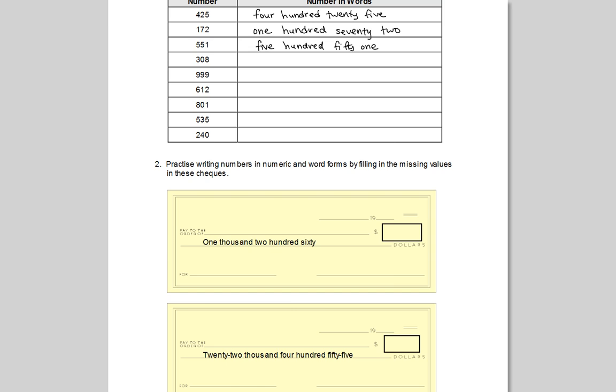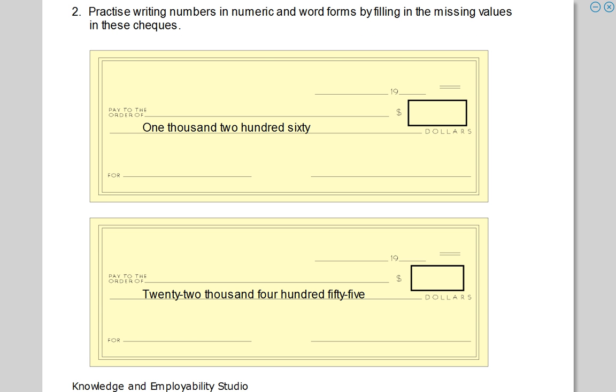Now we can talk about checks. Checks, like I said at the beginning of class, this is kind of why we're doing this. When you write a check, you have to put the dollar amount and the word form. And I think that's just for clarity, just in case maybe you wrote the numbers messy, you could have a double check with the words.